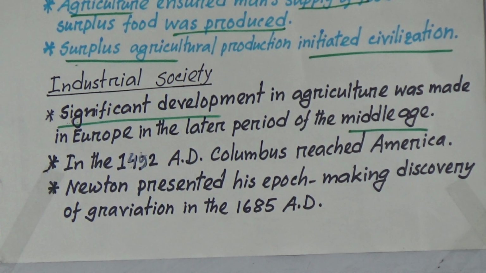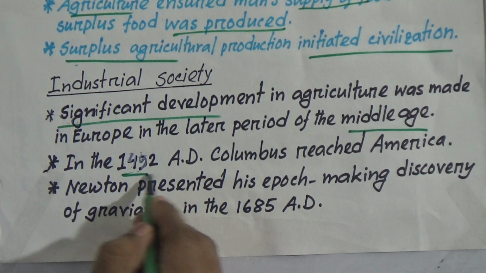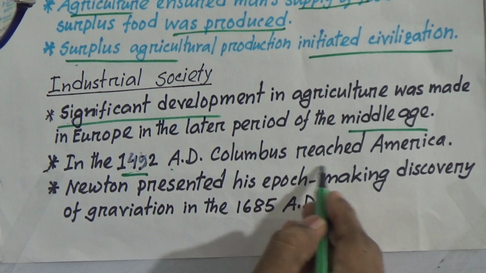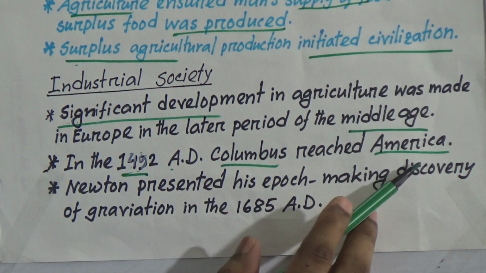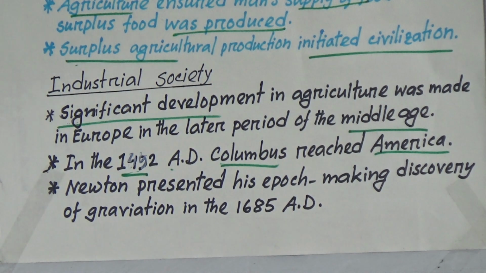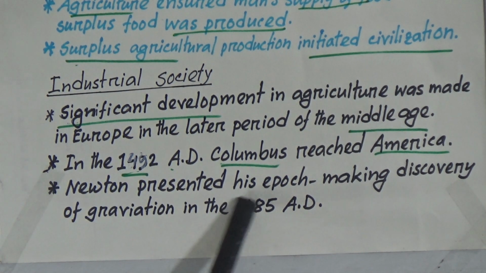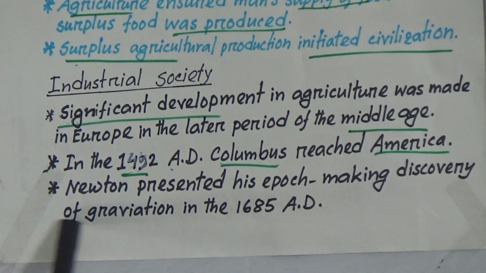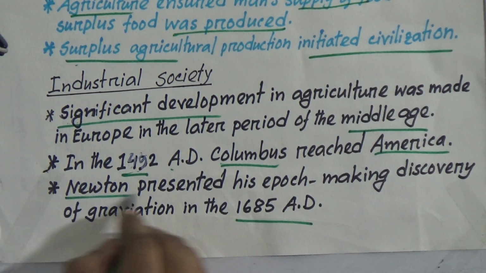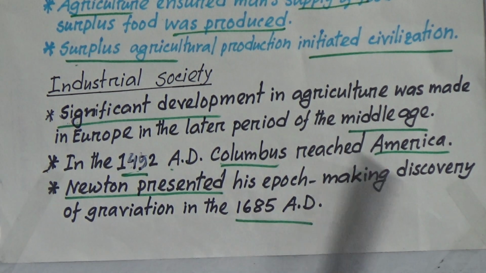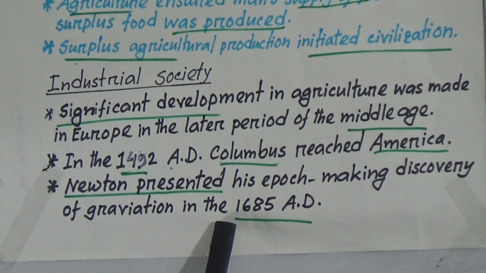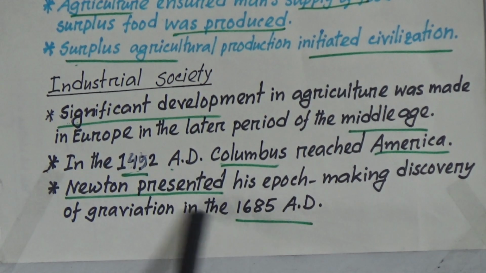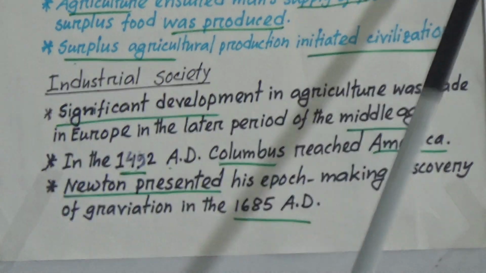So in 1492, very important, Columbus reached America. So in 1492, who reached America? Columbus. Newton presented his epoch-making discovery of gravitation in 1685 AD. Very important. In 1685 AD, Newton presented his epoch-making discovery of gravitation. Okay. So in this way, discoveries came out one after another. Okay. We'll move to the next page.